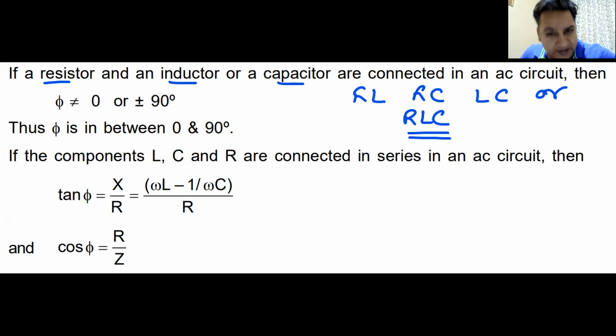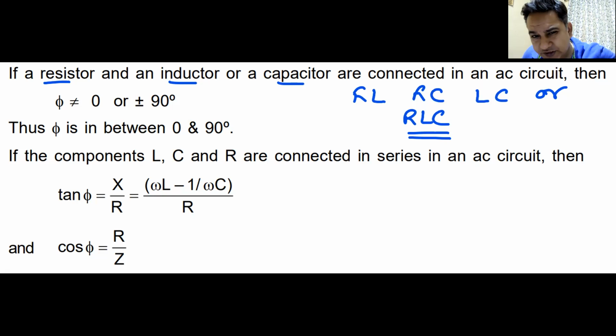In pure R, angle is 0. In pure L, angle is plus 90. In pure capacitance, angle is minus 90. We are assuming that voltage is behind. We are taking voltage as behind. We are talking about the angle of voltage.